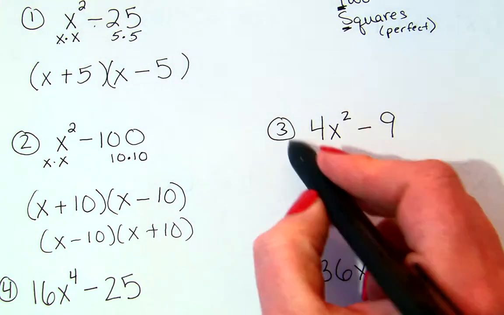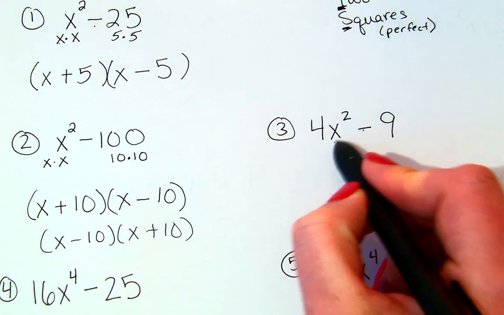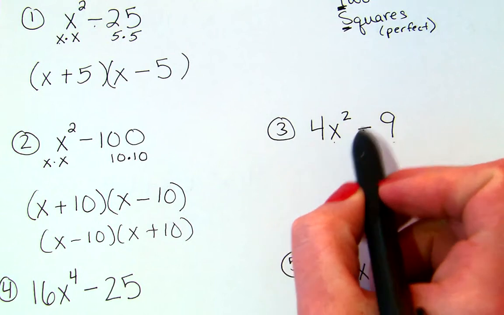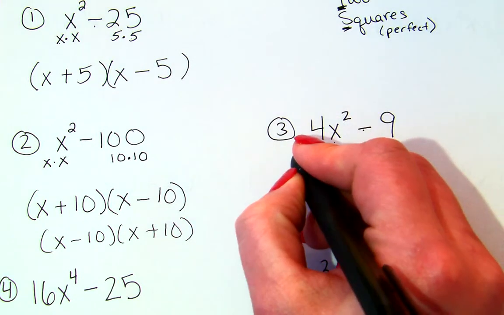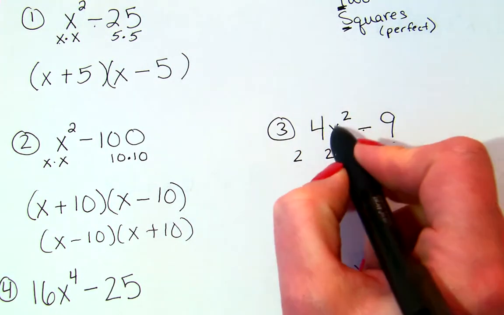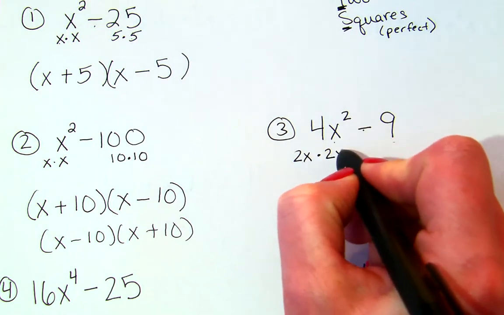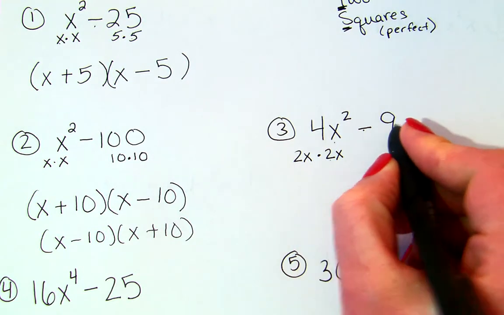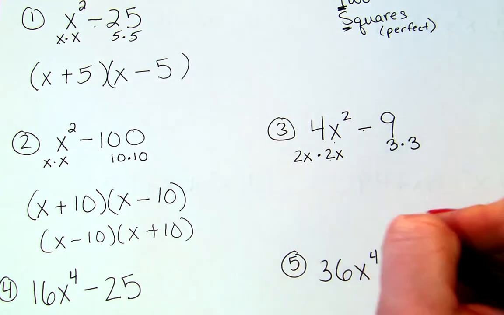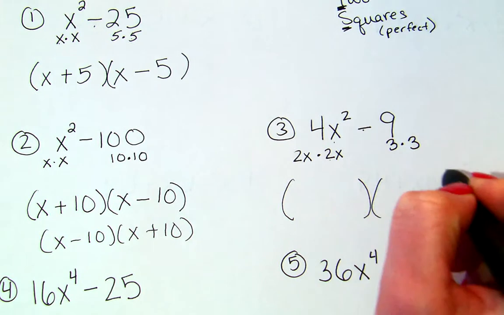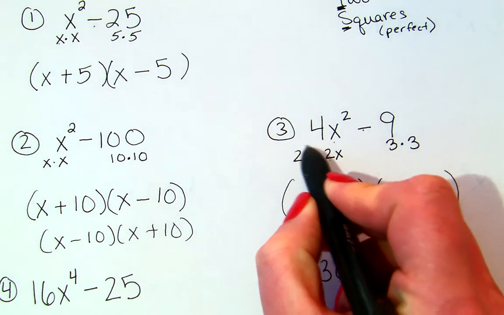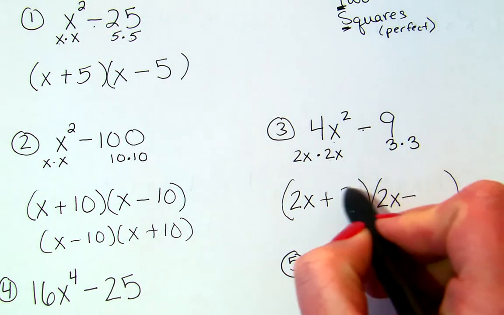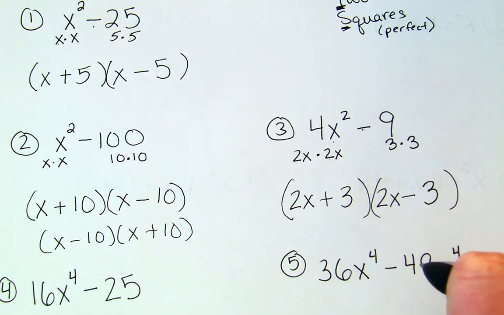If we take a look at example number 3, you'll notice I have a difference of two terms. Both are perfect squares. Even though I have a coefficient of 4 here, it is still considered a perfect square because two numbers that multiply to make 4 are 2 and 2, and the two variables that multiply to make x squared are x and x. So the two factors are actually 2x times 2x. And then the two factors that multiply to make 9 are 3 times 3. So again, difference of two perfect squares. One's a plus, one's a minus. The entire 2x goes in the front of the parentheses now, and 3 goes in the back half. And now we are factored.